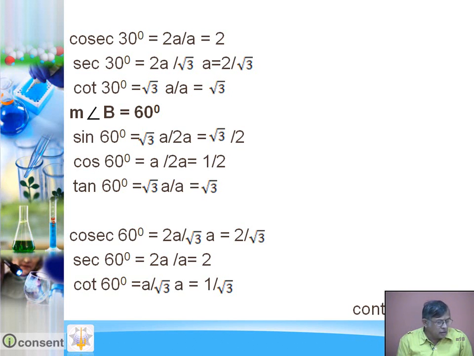Now about the major angle B. Sin 60 is equal to the opposite side root 3A upon hypotenuse 2A, that is root 3 upon 2. Cos 60 is A upon 2A, that is half. And tan 60 is root 3A upon A, that is root 3. Cosec 60, the reciprocal of sin 60, is 2 upon root 3. Sec 60, the reciprocal of cos 60, is 2. And cot 60, the reciprocal of tan 60, is 1 upon root 3.